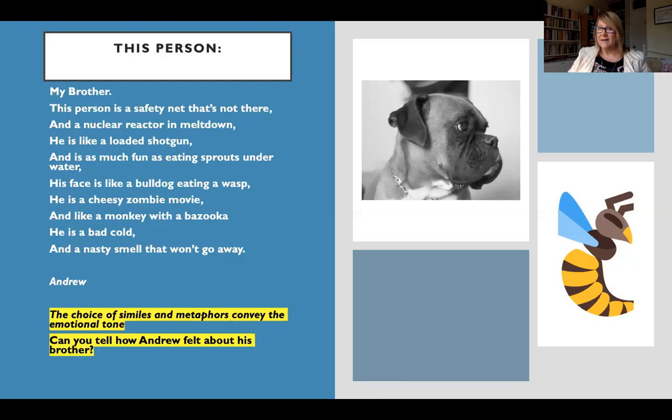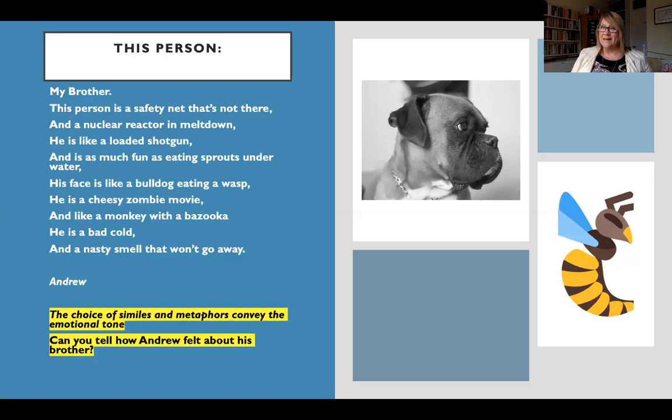So as you can see, I've explained that the choice of similes and metaphors in a piece often conveys the emotional tone. Emotional tone means the feelings that the reader has and the feeling that they're meant to be getting from that piece. So can you tell how Andrew felt about his brother? Yeah, you're right. He wasn't very happy with his brother, was he? And it's meant to be quite humorous because he tells us about his brother in such a way that we find it quite hilarious, the way that his brother is.